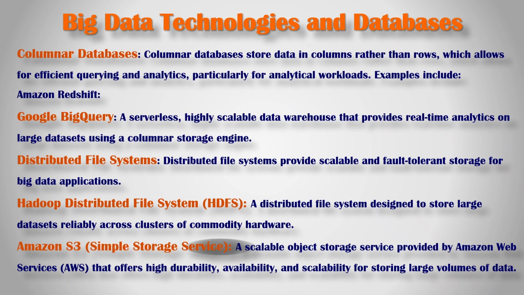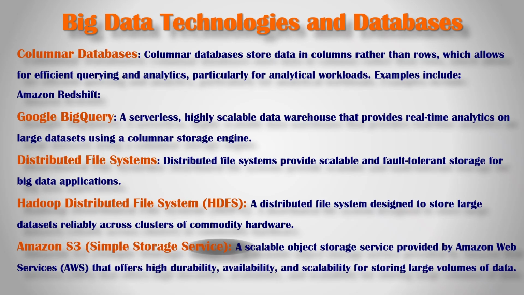Columnar databases. Columnar databases store data in columns rather than rows, which allows for efficient querying and analytics, particularly for analytical workloads. Examples include Amazon Redshift and Google BigQuery, a serverless, highly scalable data warehouse that provides real-time analytics on large datasets using a columnar storage engine.